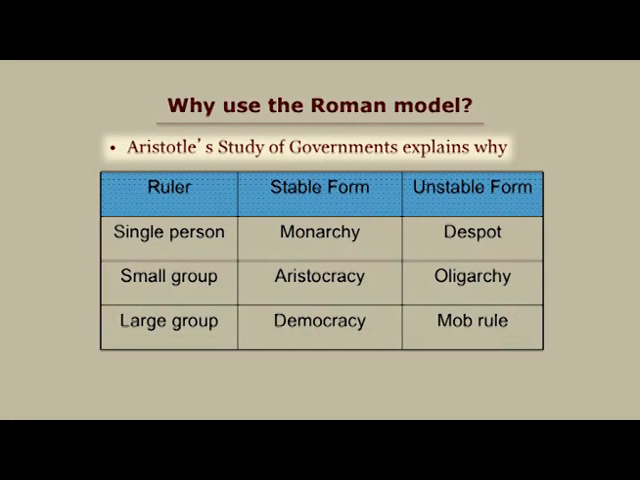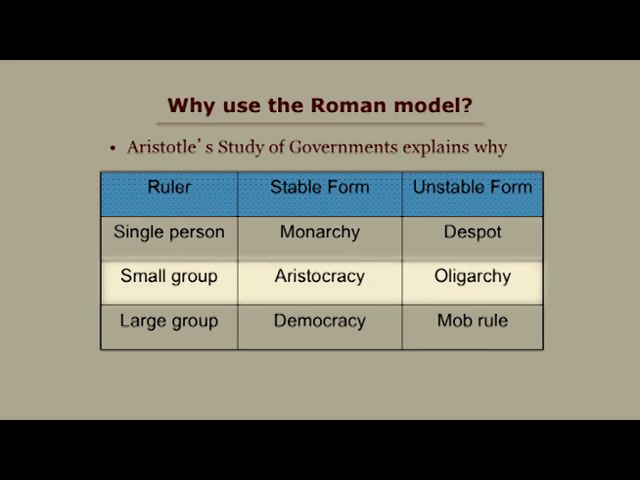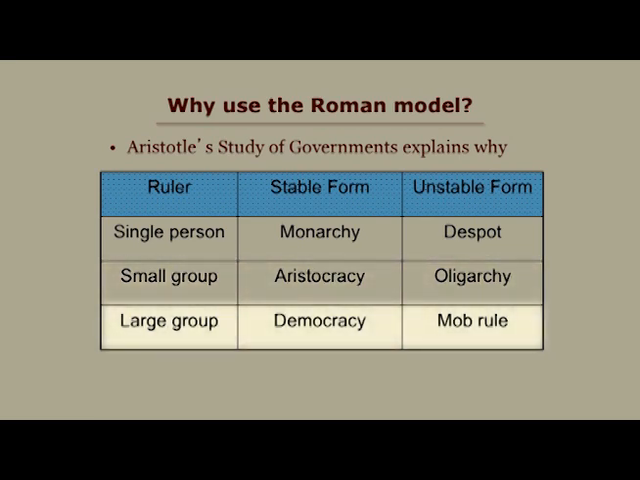Aristotle looked at governments and he said that if the ruler is a single person, a stable form of that would be a monarchy, but an unstable form would be a despot. If the ruler is a small group, then the stable form is called an aristocracy and an unstable form is an oligarchy. If the ruler is a large group, the stable form is called a democracy. The unstable form is called mob rule.